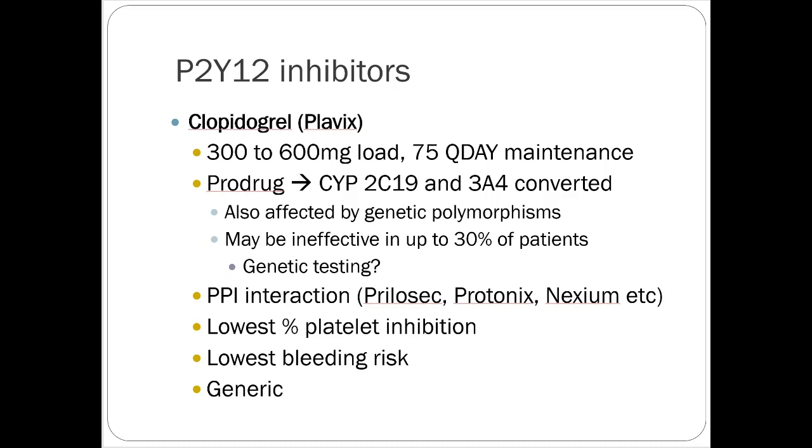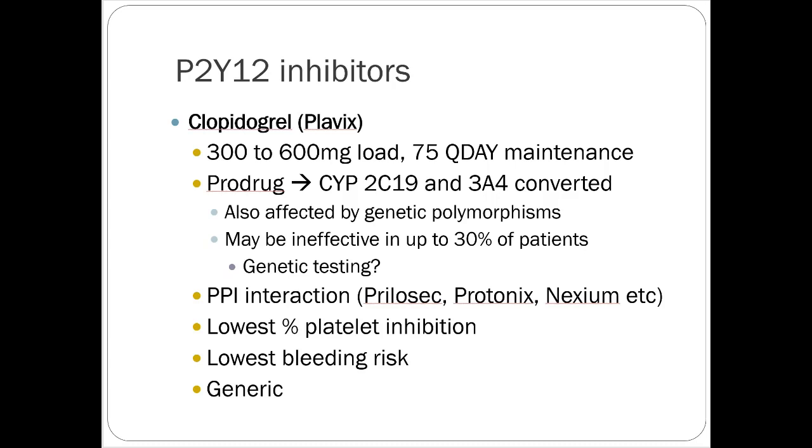Plavix has the lowest percentage of platelet inhibition out of all these three agents. Technically, it's the least potent. It has the lowest bleeding risk as well, which probably makes sense based on that above bullet point. But again, clinically, it's just as good as any of them. There's no real benefit over the other ones, except in the acute phase, which I'll talk about in a second. And hugely important, generic and inexpensive. Prasugrel, not generic and not inexpensive.